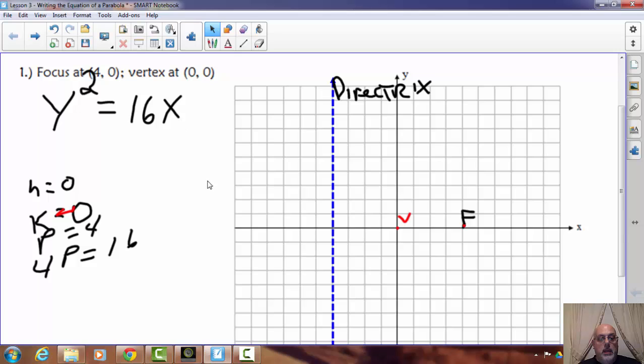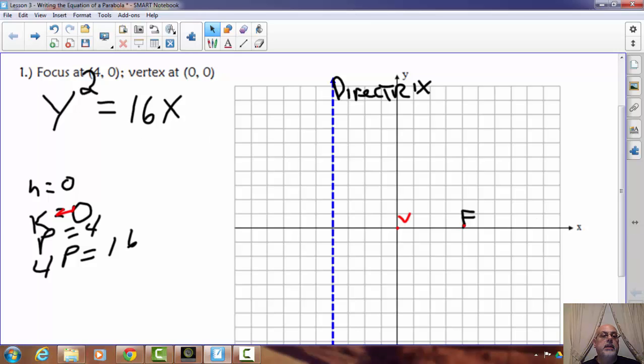Okay, so again, what did we do? We plotted the vertex, we looked at the points we knew. We found the vertex. From there we found the focus, and since we knew this was opening to the right, we knew P had to be positive. The distance from vertex to focus was 4. So the distance from vertex to directrix, in the opposite direction, had to be 4 as well. So P is 4. 4P was 16, and that's what we have in the equation.